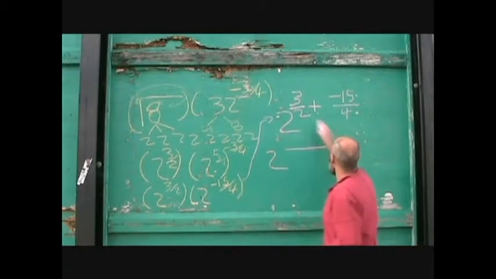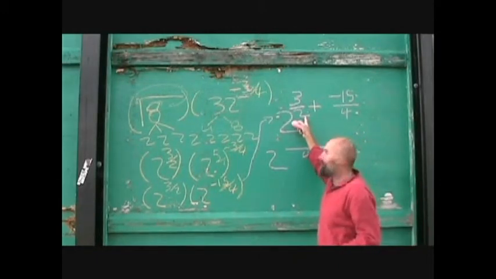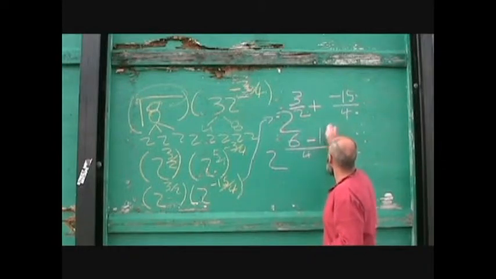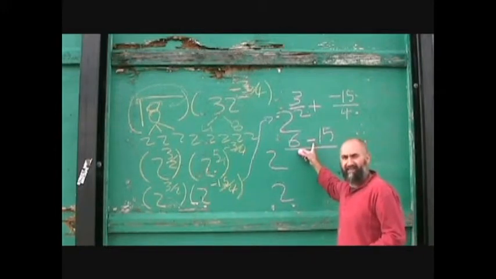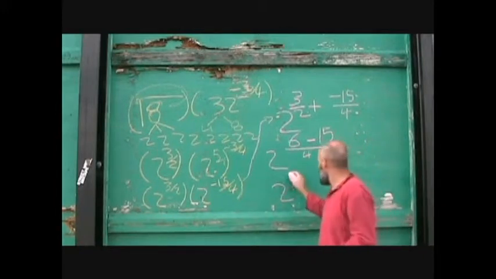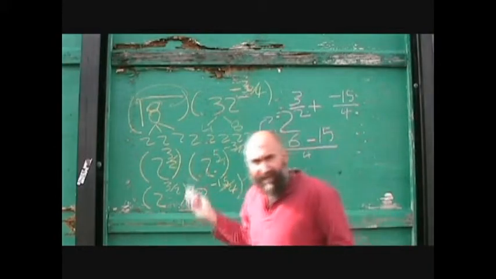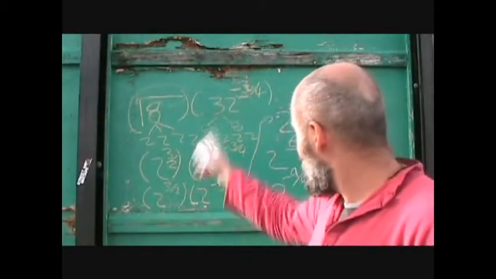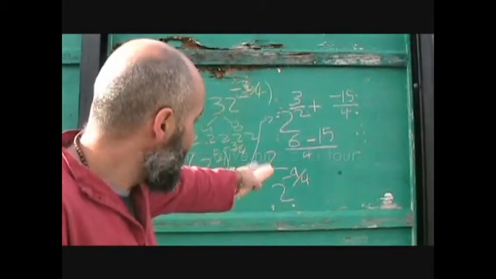The common denominator for 2 and 4 is 4. We multiply 2 by 2. We multiply the 3 by 2, so this becomes 6 minus 15. So 6 minus 15 is negative 9. So it's negative 9 over 4. So the answer to the original question, which was what's the square root of 8 times 32 to the power of negative 3 over 4, is 2 to the power of negative 9 over 4.